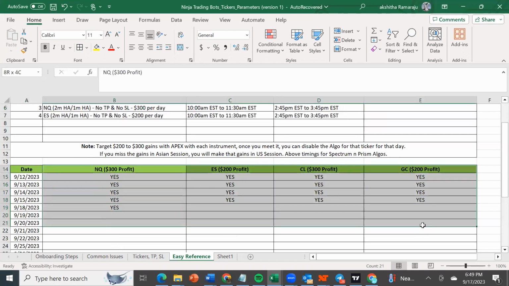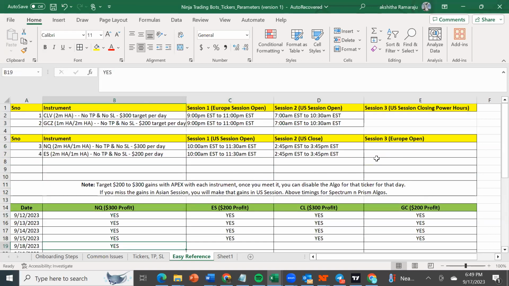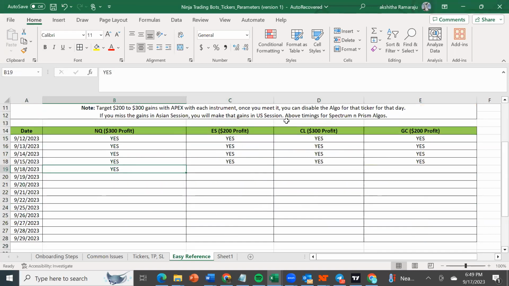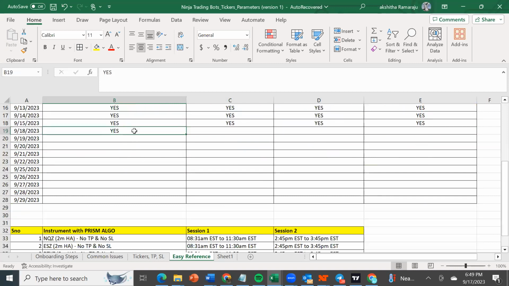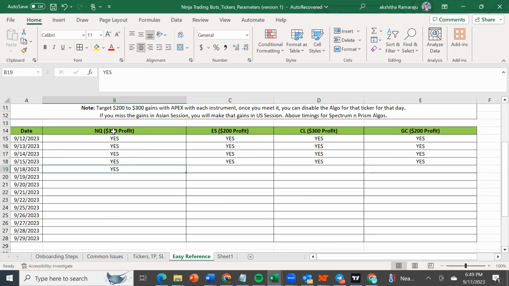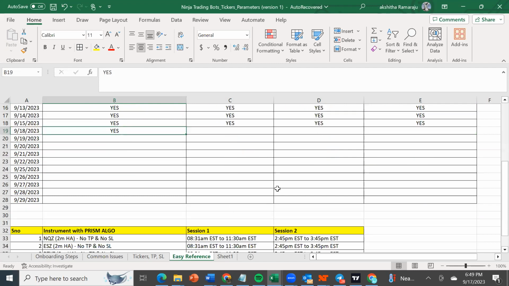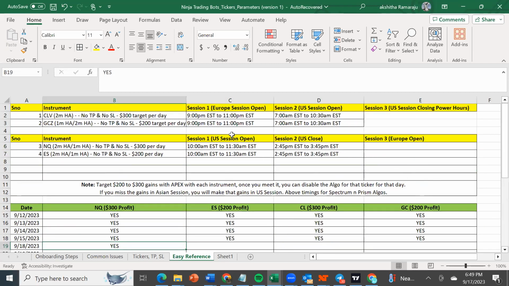And then let us track every day, right? Using these timings and these targets, can we achieve that? Once we achieve it for 1 or 2 weeks, then let us increase by another $100: NQ 400, ES 300, CL 400, and then after another 2 weeks we can increase another 100. But let us start slowly, so you can complete your ES.